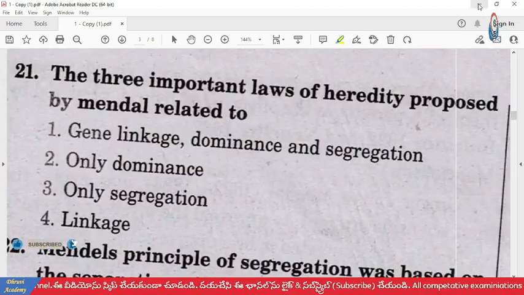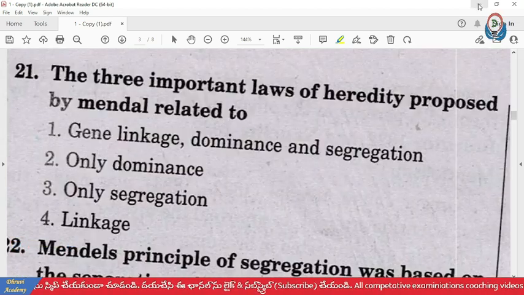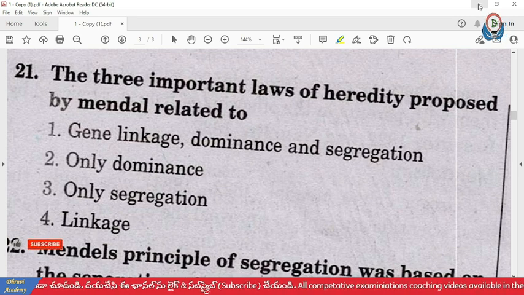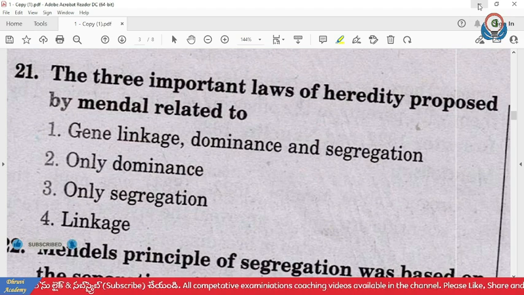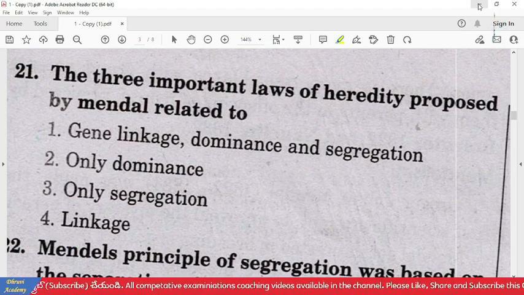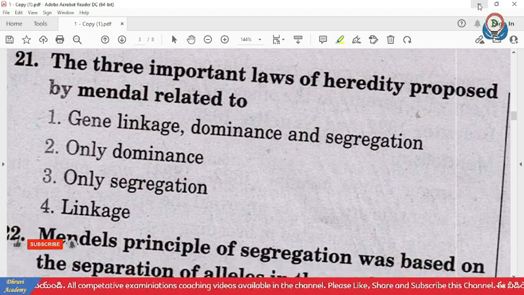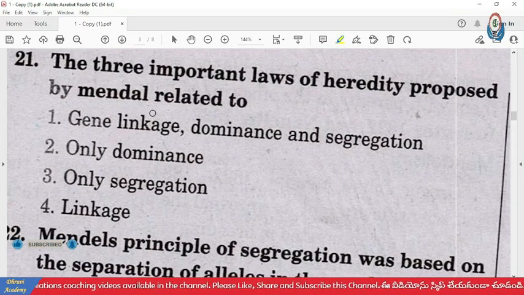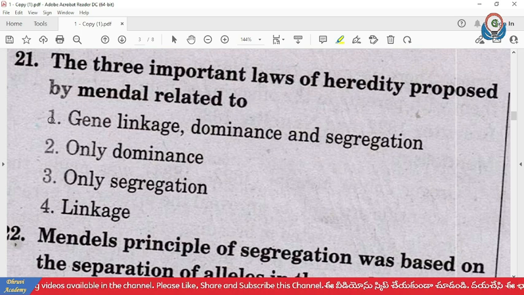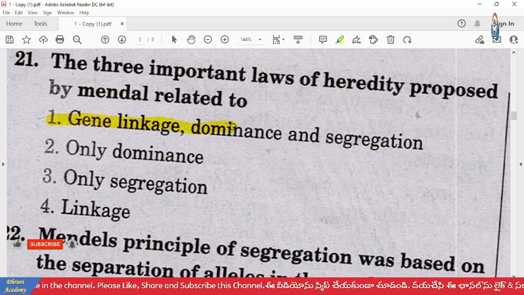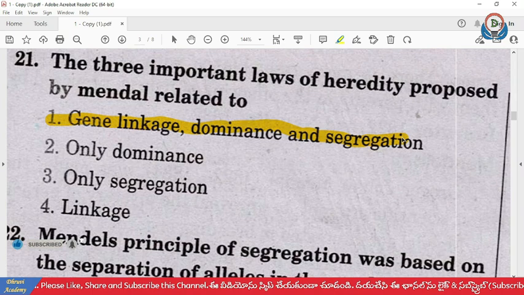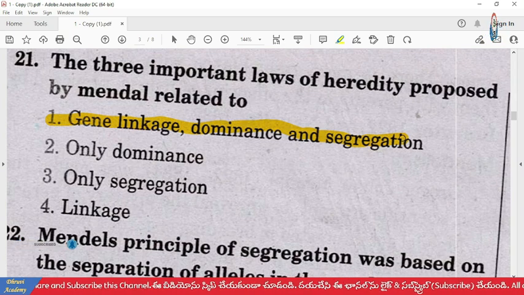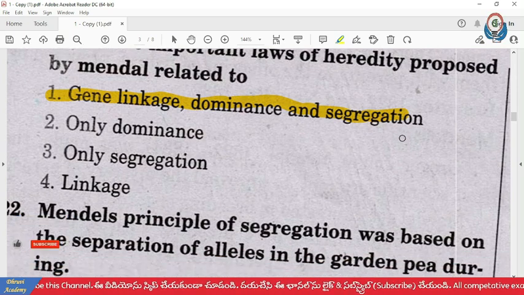Three important laws of heredity proposed by Mendel are related to: is it the first one, gene linkage, dominance, and segregation, or second one, only dominance, or the third one, only segregation, or the fourth one, linkage? Which is the correct answer? The answer is gene linkage, dominance, and segregation. These are the three important laws of heredity proposed by Mendel.